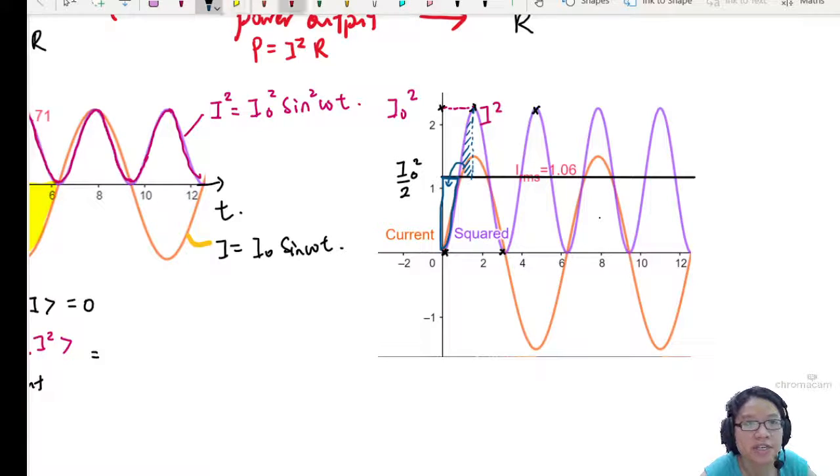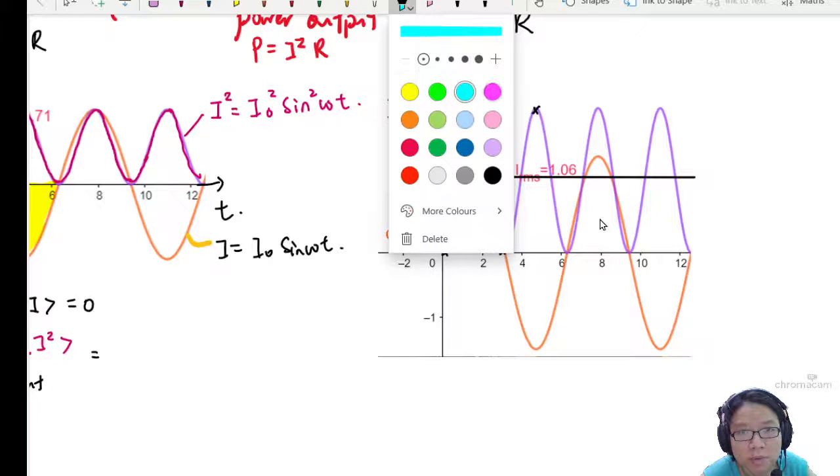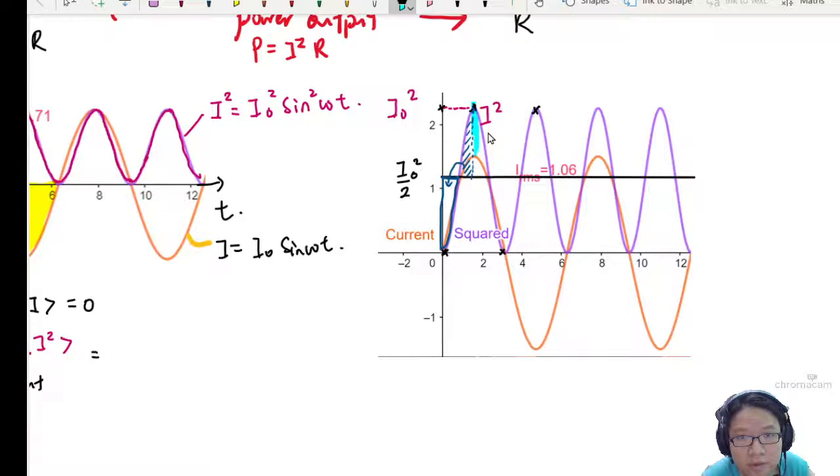Just like this area here nicely fits into this empty slot here, at the halfway point, somewhere here. So it nicely fits into here. So if this is the case, I can say that for one complete cycle, the average of I squared is actually I naught squared over 2.